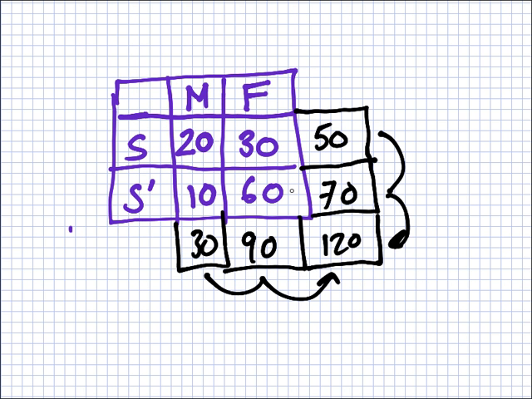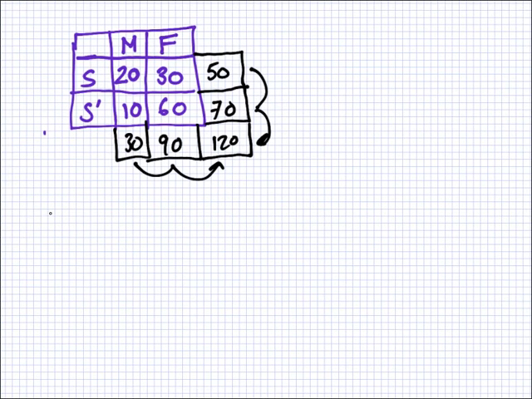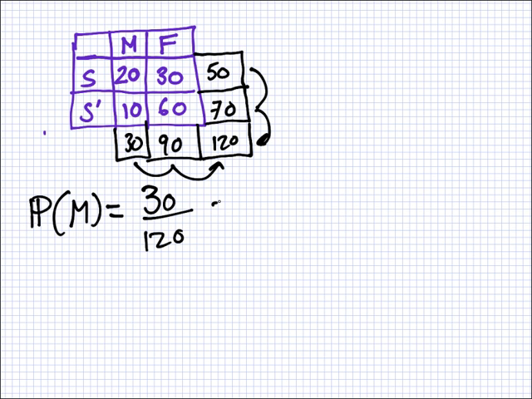Okay. So what we need to practice is answering some questions using this table. For example, if I said, what is the probability that a patient selected at random will be male? Well, we know what goes on the bottom, don't we? 120. And on the top? 30 males. So this is 3 over 12, or in other words, 1 over 4. So in this group, 25% are male.